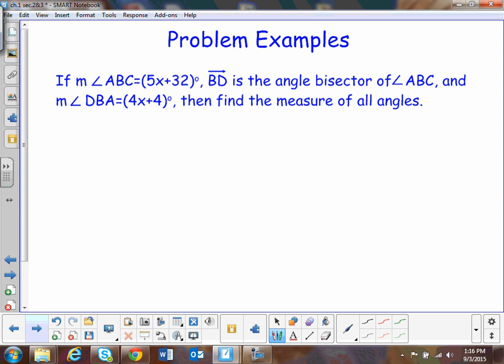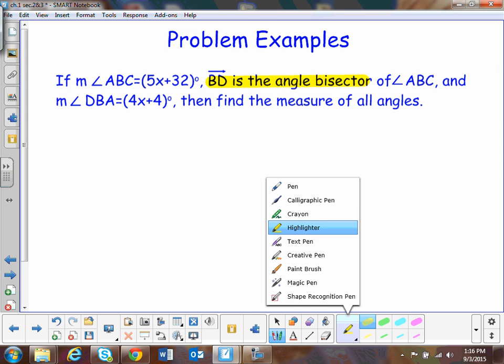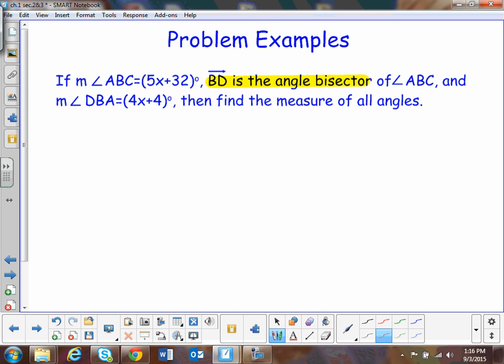Okay, let's try another one. Measure angle ABC is 5x plus 32. BD is an angle bisector. Okay, you'll have this one on your homework. Make sure you highlight that, make a note of that. What does it mean to bisect? So let's draw a picture. ABC. BD is the bisector, so draw it right down the middle. So this is congruent to that. It's cutting it in half. Notice I put those tick marks right away.